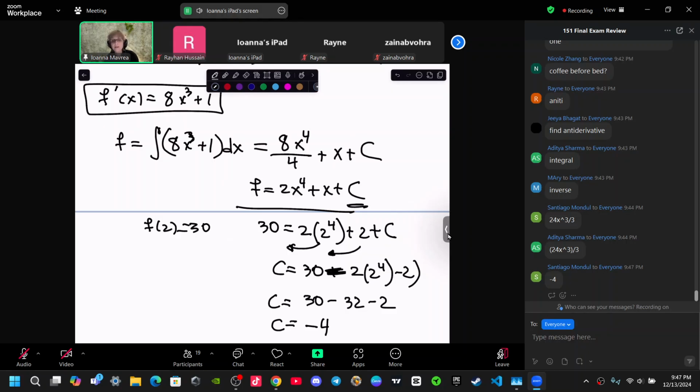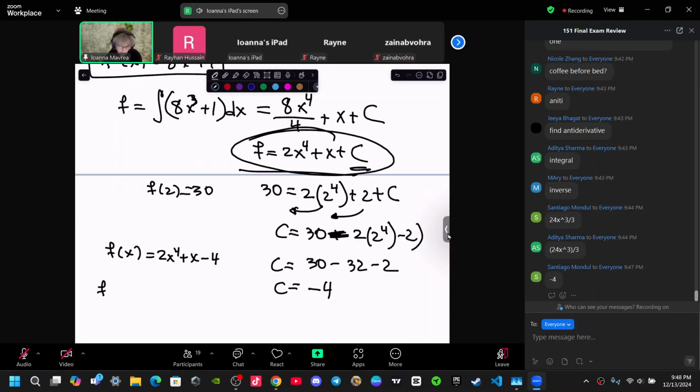Okay, nobody asked me to find c. They asked me to find f of x. So f of x, then I go back. What was f of x? This thing with the correct c. F of x then is 2x to the fourth plus x minus 4. I can check if it's correct. Let me find what f of 2 is. It better be 30. It is, because that's the correct c.